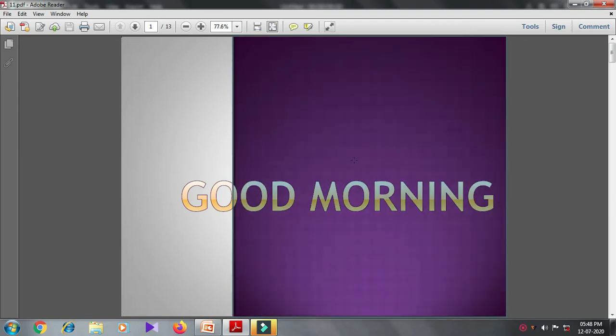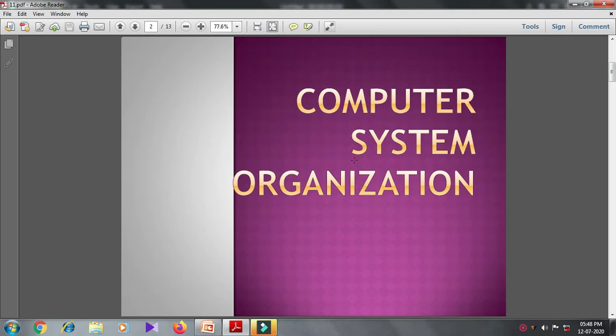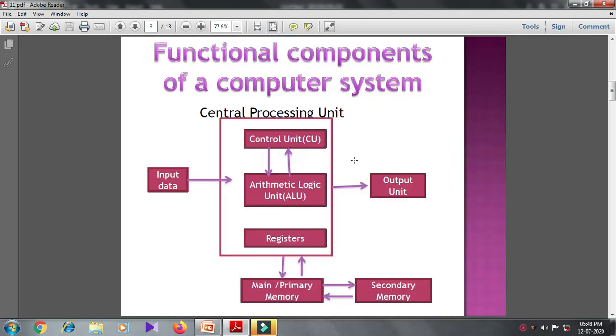Good morning students. You have already learned the IPO cycle in your previous class. Today we are going to discuss the functional components of a computer system.